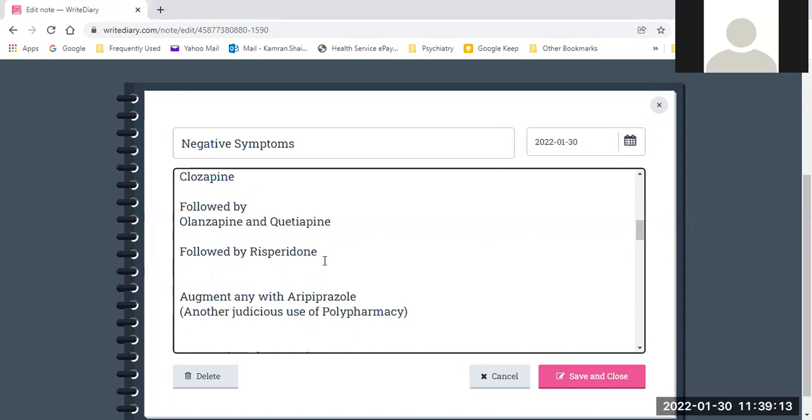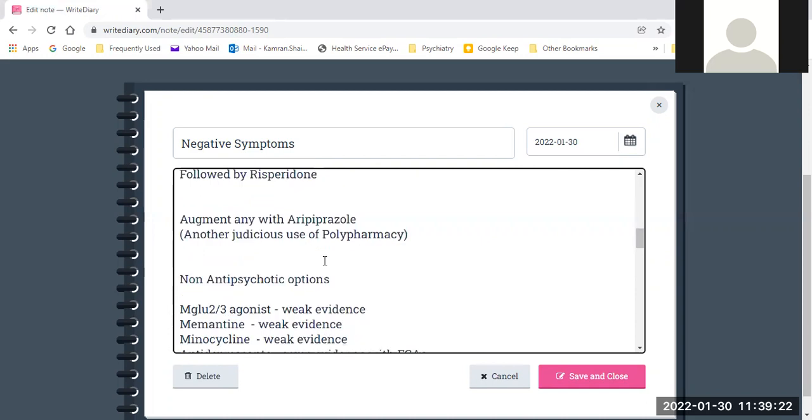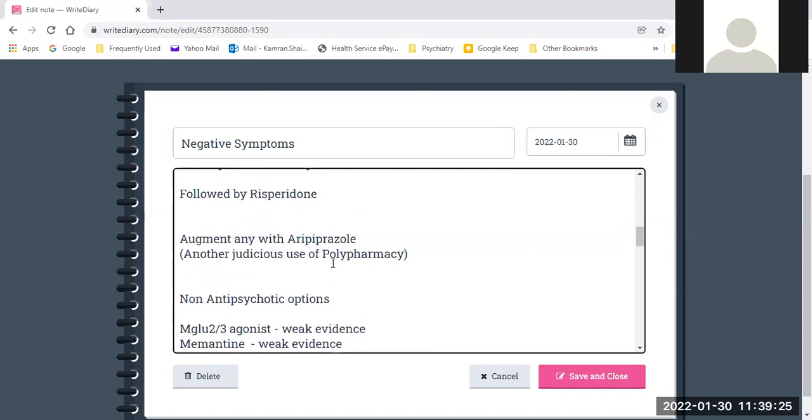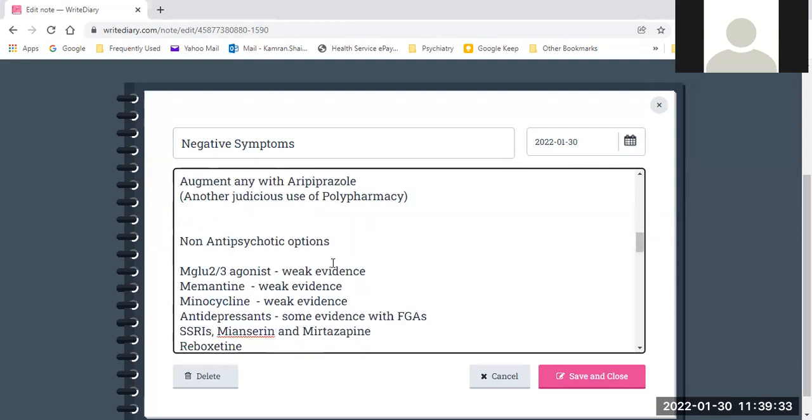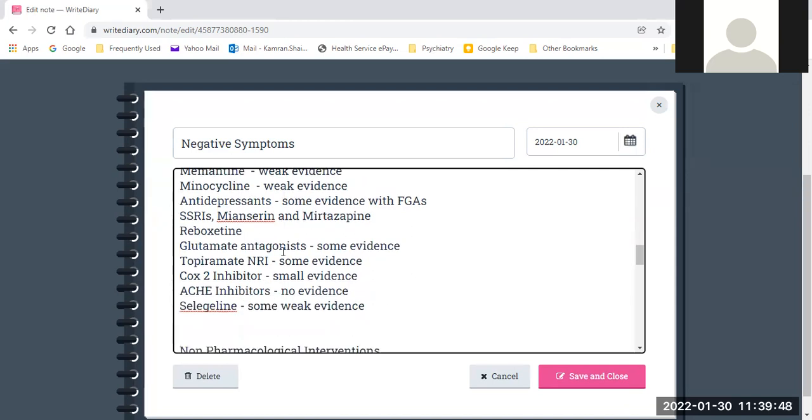and followed by risperidone. Augmentation with aripiprazole can also be done, and then maybe augmentation with cariprazine, but we don't have that much evidence about that, though it can be thought of as well. Non-antipsychotic options are still under research, and there is just mention of memantine, glutamate agonists, topiramate, COX-2 inhibitors, selegiline, etc. The only evidence would be for SSRIs, especially if the patient is depressed, then they may work.